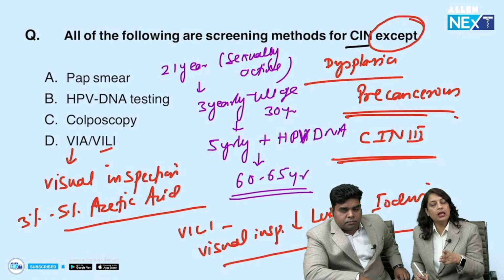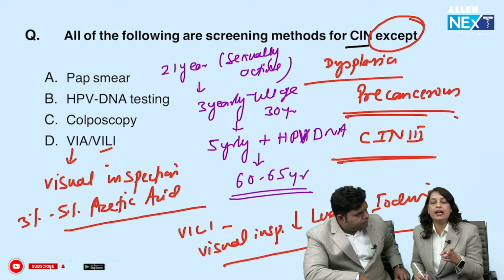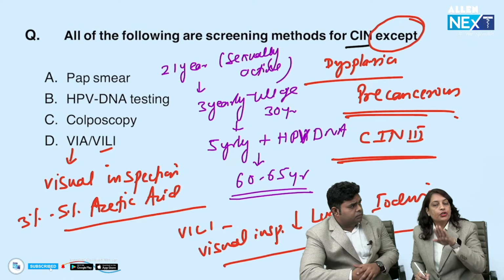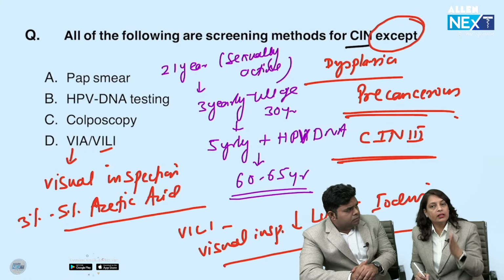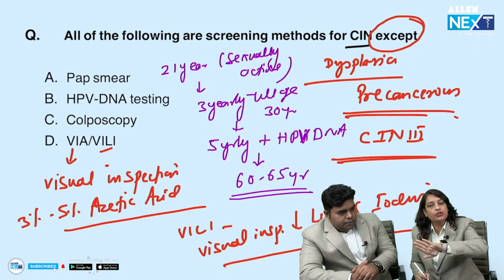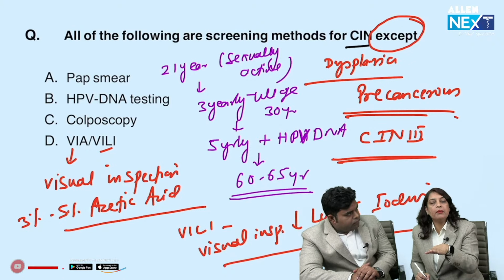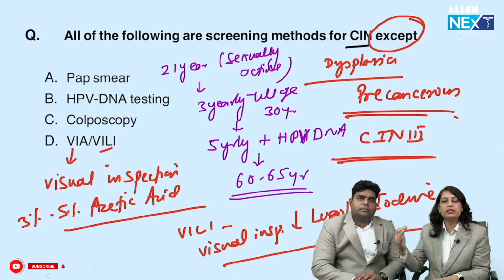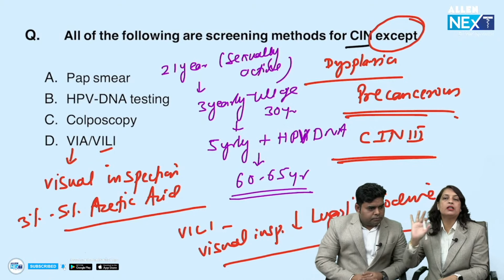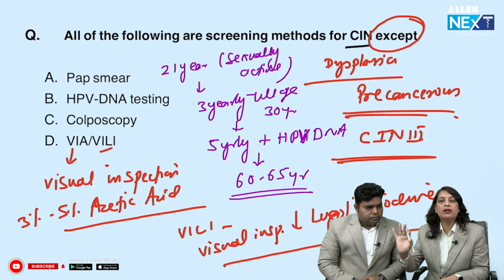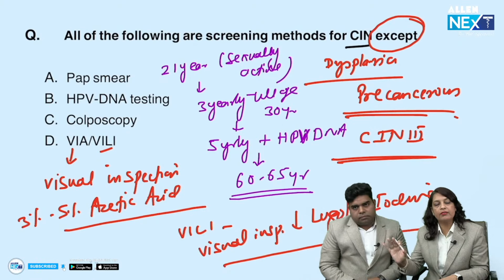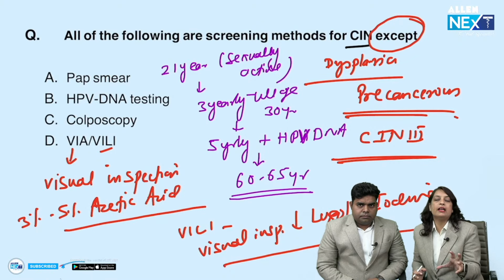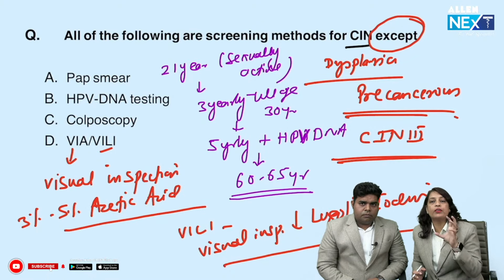WHO has given guidelines that 90% of the girls in India, or any country, should be vaccinated. 70% of females should be screened, and 90% should receive treatment if cancer cervix is detected. So 90, 70, 90. And these guidelines are for the eradication of cancer cervix.